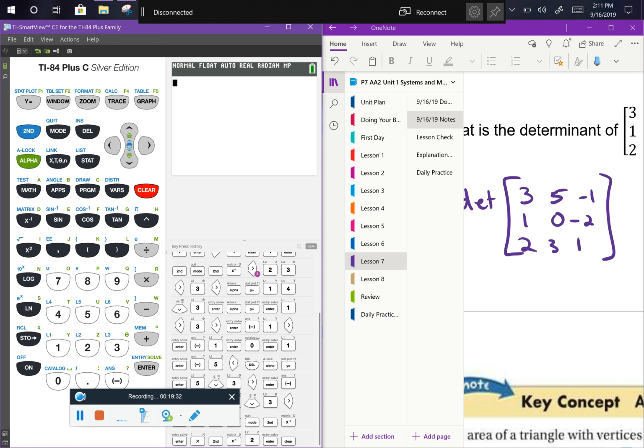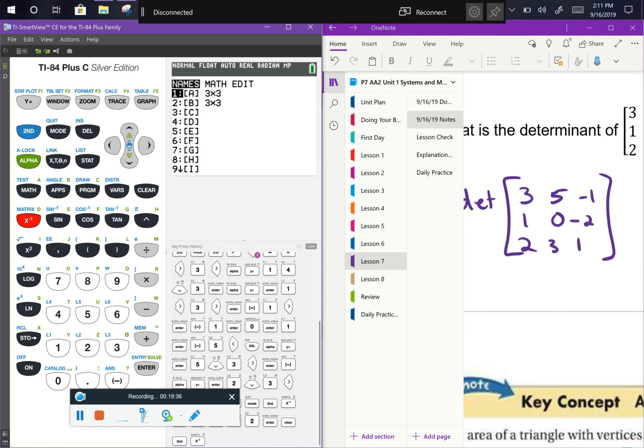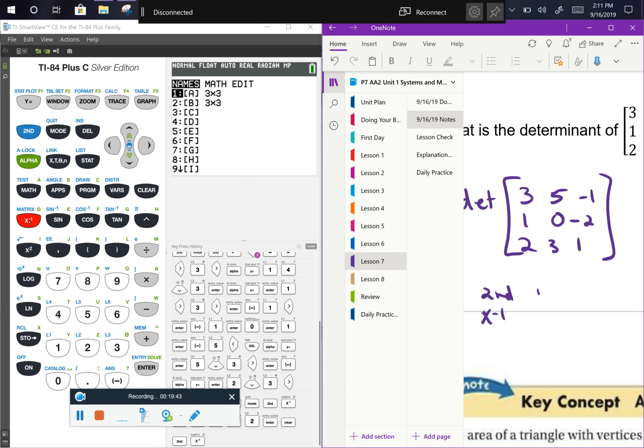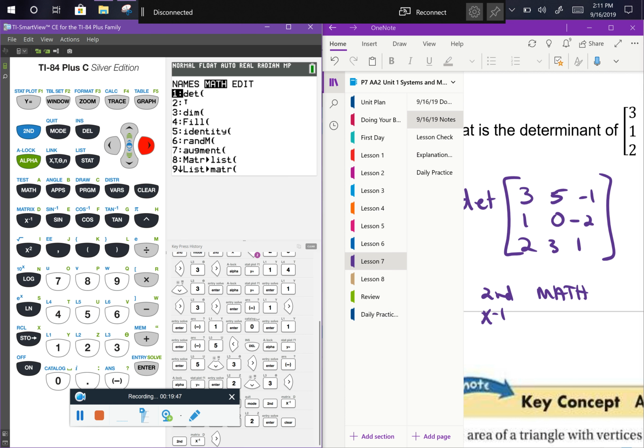So I'm going to clear out what's on my screen, so I don't have anything there. I'm going to hit second matrix to get in there, and I'm going to go to math. So I'm doing second x to the negative first to get into the matrix. I'm choosing the math menu because that's where the operations are. And notice the very first one is determinant. Okay, so I'm going to choose the determinant.